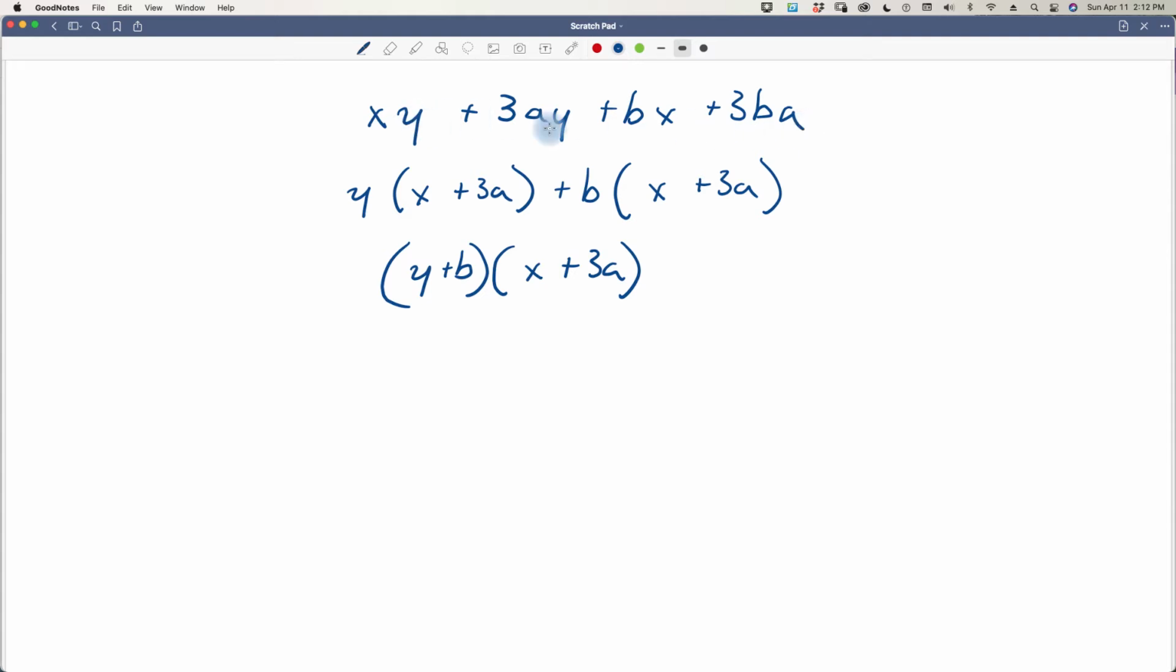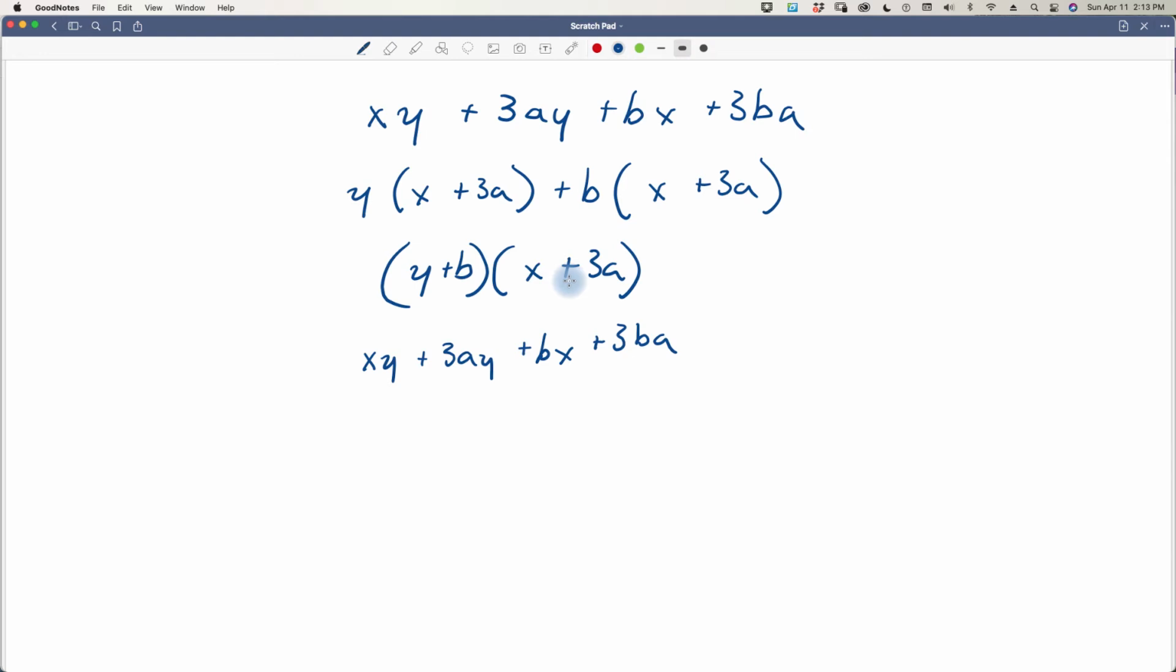Now, to check that, if you want to make sure that that's right, we can use the FOIL method and distribute. So let's do that. Y times x, well, that's xy, right? Y times 3a, that's plus 3ay, okay? B times x, that's plus bx, and b times plus 3a is plus 3ba, or 3ab. Now, those are the same terms we started with. So you can see that this works. This does have effectiveness in that you can factor it more succinctly this way.